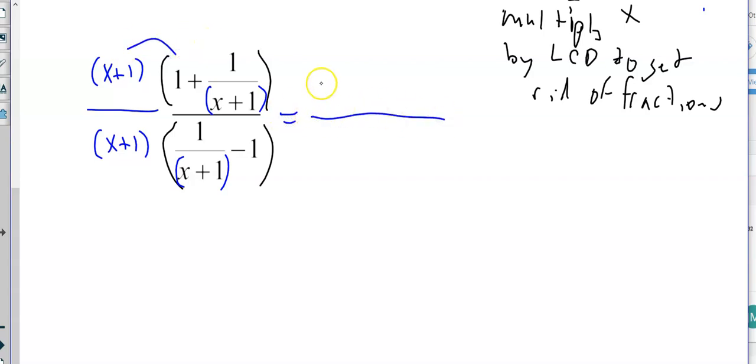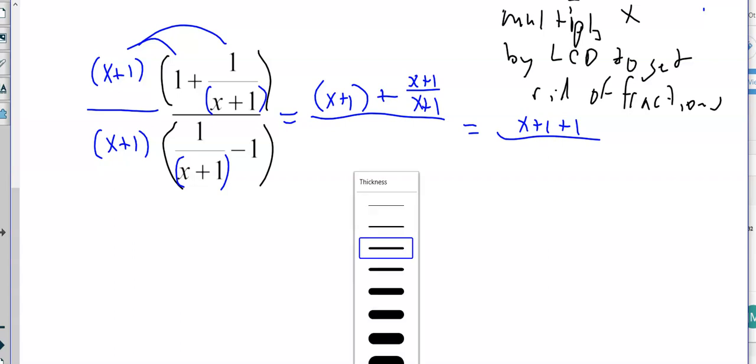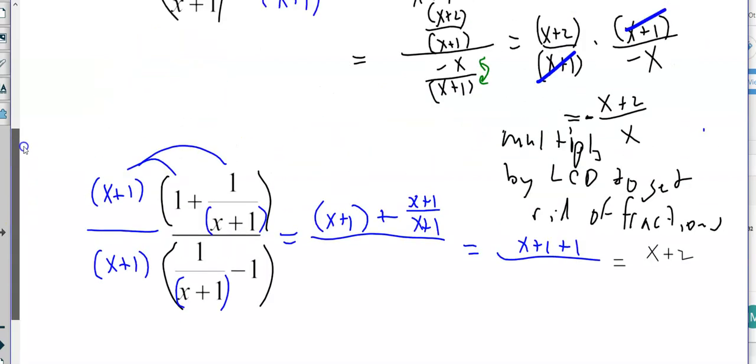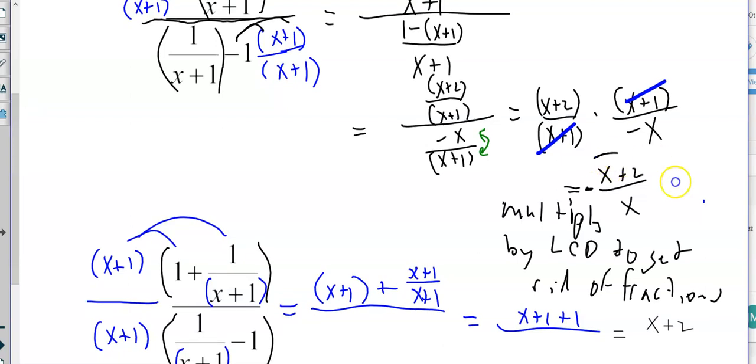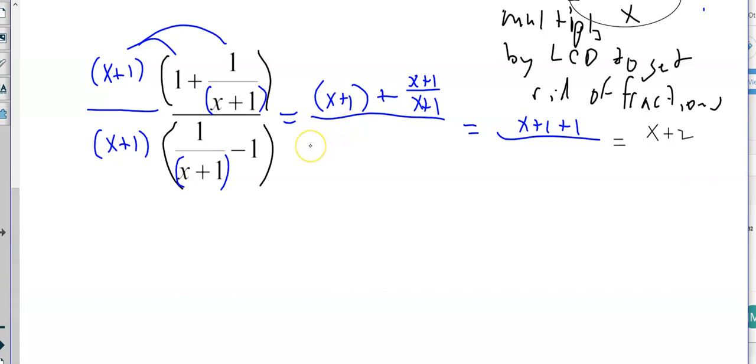So in the numerator, I'd have x plus 1 plus, distribute to this term, x plus 1 over x plus 1, which, by the way, would simplify. This is really x plus 1 plus 1, which is x plus 2 in the numerator. By the way, the answer is negative x plus 2 over x. Let's see if we get the same answer. I think it's going to work out a little faster.